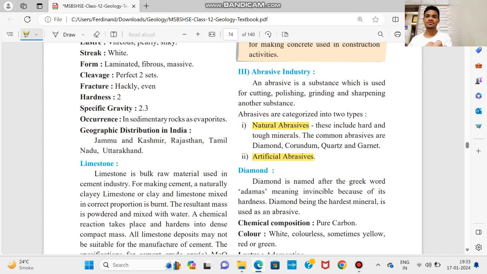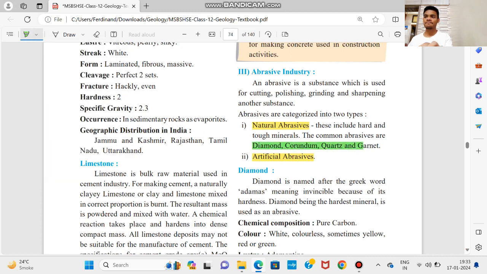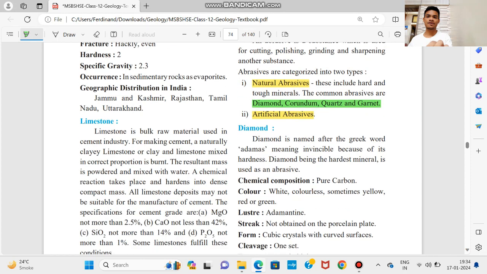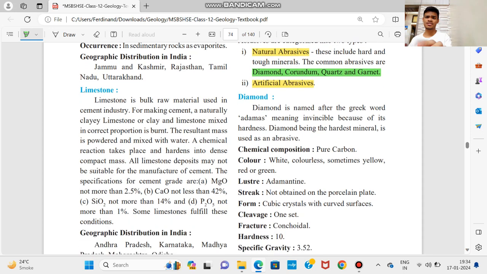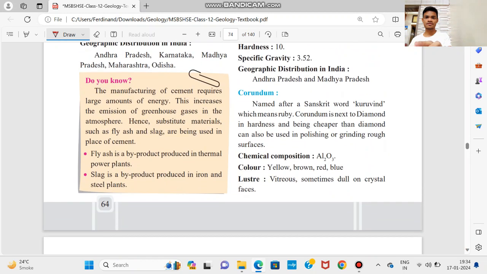We have two types: natural abrasives and artificial abrasives. Got to remember the examples as well. The diamond, corundum, quartz, garnet. Then they have given the distribution of diamond, everything, the chemical composition, everything. So got to remember this, as this had come in 2022 for 3 marks. Write a short note on the abrasive industry. So they gave you any one mineral. So it came for 3 marks.